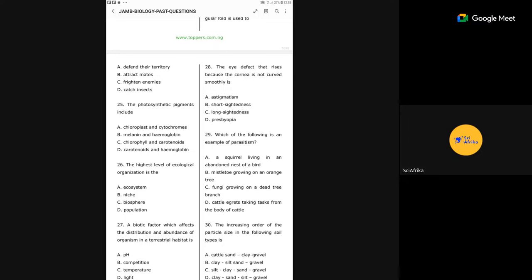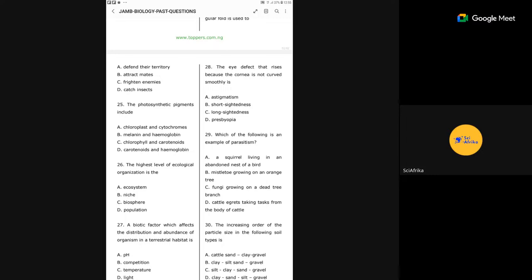And what is a niche? A niche has to do with a particular role an organism plays in its environment. Is it a consumer? Is it a producer? And so on. So among the options, we also have the biosphere and the ecosystem. The answer here is the ecosystem, the highest level of organization, because the ecosystem has biotic and abiotic factors. Biotic means the living factors. Abiotic means the non-living factors. Under the biotic, we have the biosphere, the part that contains life. So it is a subset of the ecosystem. So the ecosystem covers all of them.